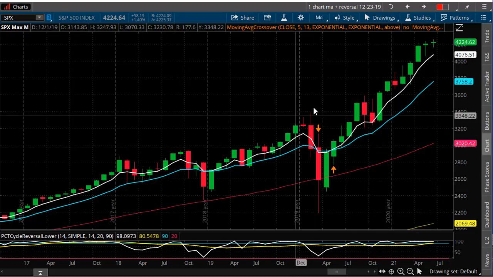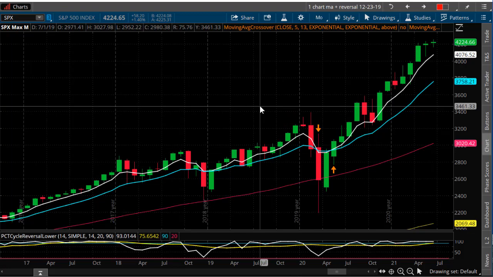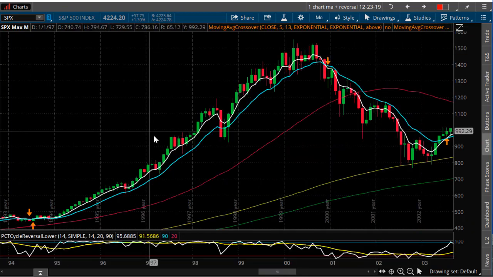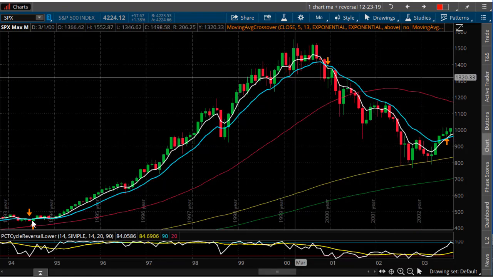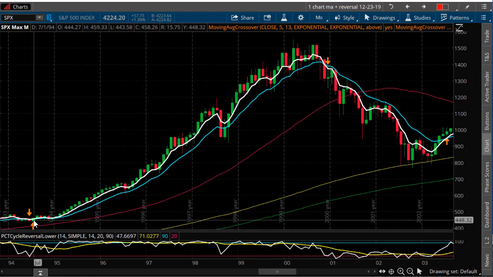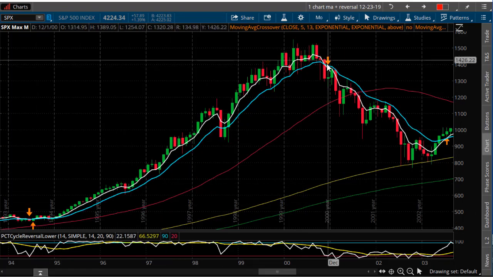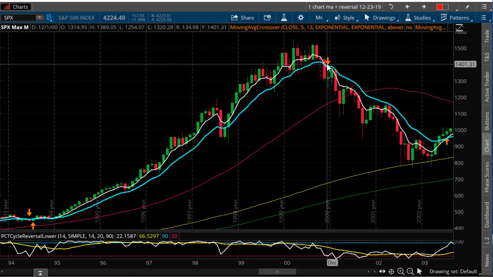Now, let's take a look at some other time frames. I really like this for a macro view of the market. Here's another example of a fantastic long-term trend that it picked off. This was back in the month of July 1994. We had that cross, and this trend just kept going and going and going. It finally ended right here in December of 2000.